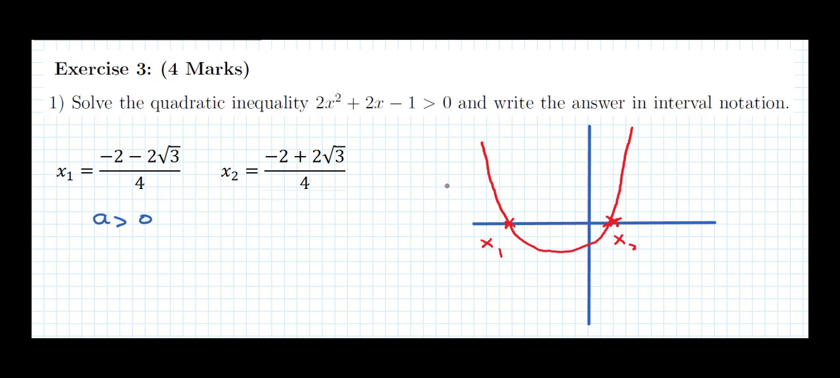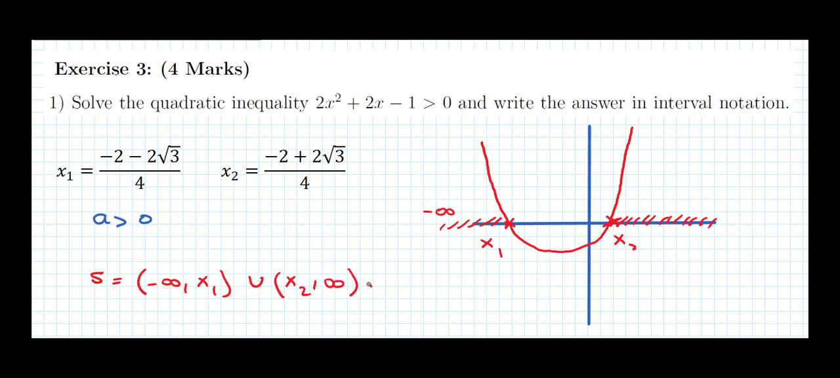Now from this graph we can deduce that the values of x for which the function is positive are where the function is above the x-axis. As you see here, we can say from minus infinity to x1, and also the function is above the x-axis when x is greater than x2, the right side of x2. And we deduce that the solution set of this inequality is S equals minus infinity to x1, union x2 to infinity.